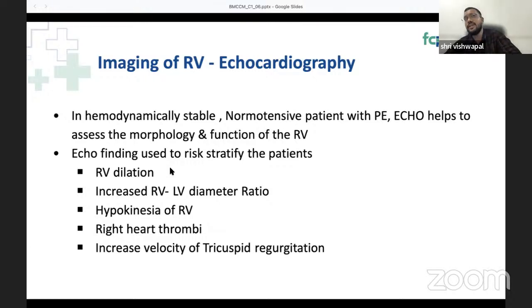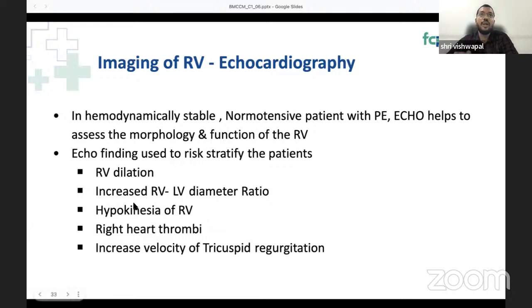Okay, so an echo finding used to risk stratify the patient is RV dilation. As I said before in the mechanism, once the pulmonary embolism occludes the pulmonary artery, the vascular resistance increases. When the vascular resistance increases, the RV gets dilated because it is not able to push the blood through the pulmonary artery. So we have to look for the RV/LV diameter ratio. If it is increased, then pulmonary embolism.